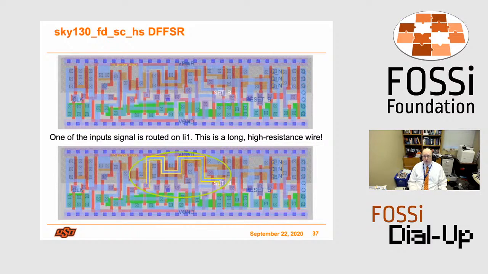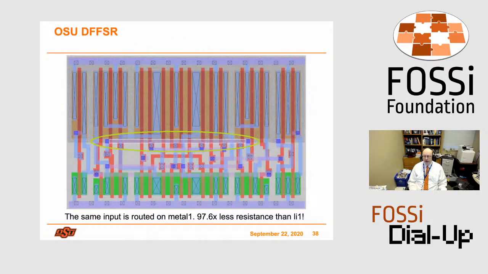So this is from the SkyWater 130nm flip-flop. It's a set reset flip-flop. You can see that highlighted below the local interconnect. And so that's a long and high resistance meander wire that's shown here. And so we try to avoid that within our design for pins. And you can see that here because metal 1 has 100 times less resistance than the local interconnect. And so we try to engineer that into our standard cells to make them more efficient.